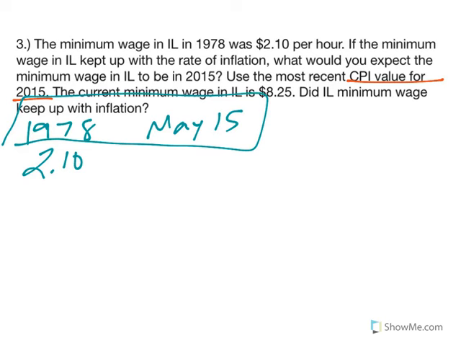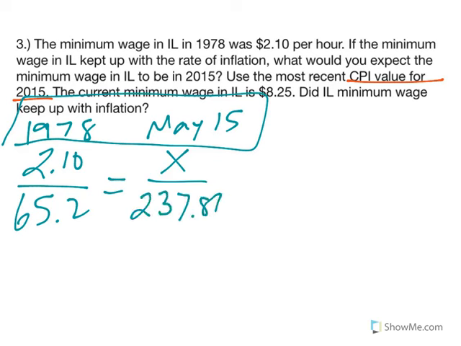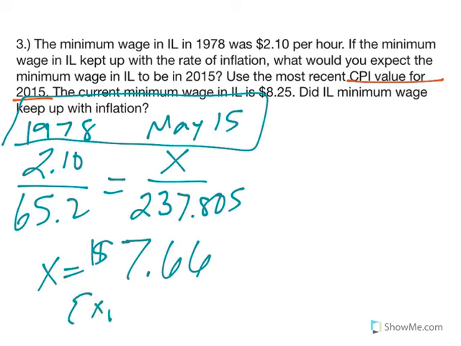So here's our time periods. And our CPI is 65.2. We're trying to figure out what it should be in May at 237.805. Cross multiply, it should be $7.66, and this is in Illinois. So this is the expected.